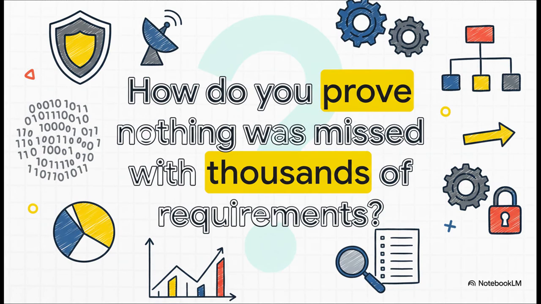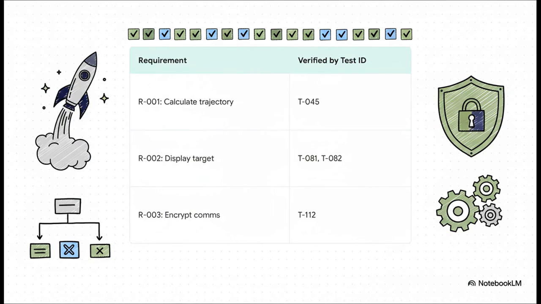But look, that schedule doesn't really answer the bigger question, right? In a complex system, you could have thousands of individual requirements. How in the world do you guarantee that every single one has been verified and that nothing has slipped through the cracks? The answer is a really powerful tool called the Requirements Traceability Matrix.